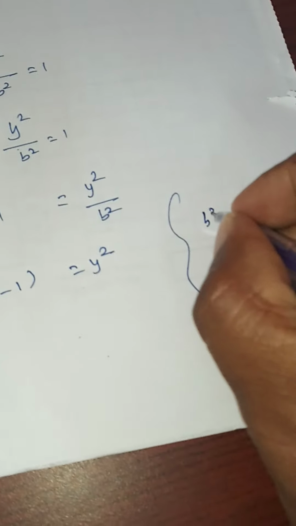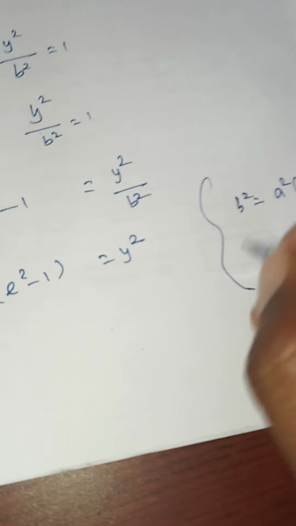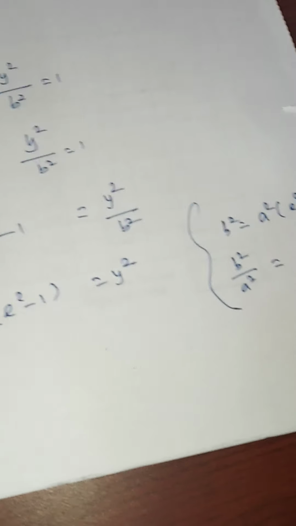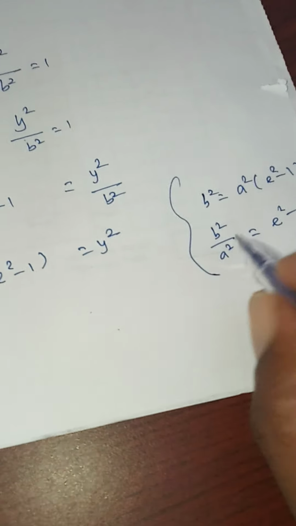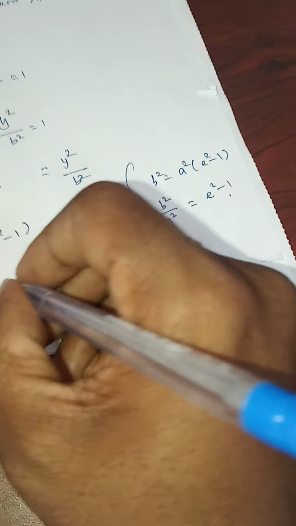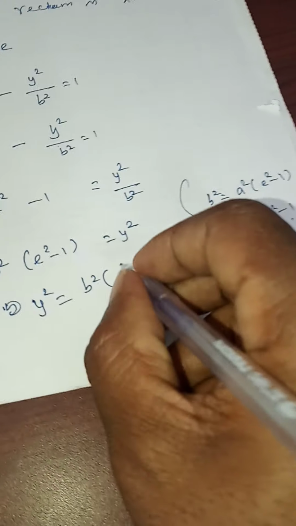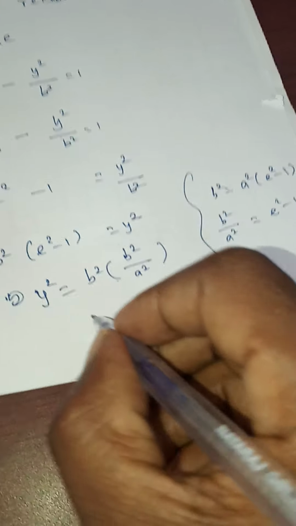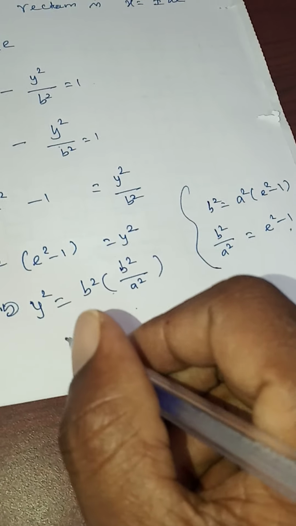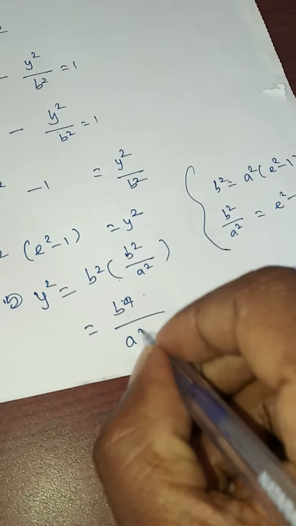Then use the formula b square is equal to a square into e square minus 1, so e square minus 1 equals b square divided by a square. Then y square equals b square into b square divided by a square, that is b power 4 divided by a square.